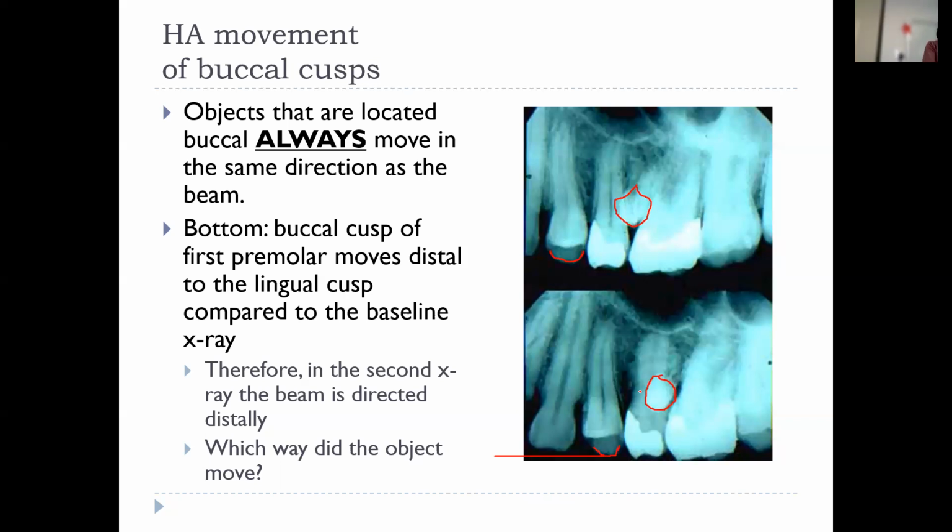You can do that at home. If you set up two things in front of a white wall, and then take your flashlight and move your beam, the thing that's buccal should move in the direction of your beam. It should work at home too. You could easily do a little experiment. So that's a great recommendation. Okay. Yes, Jenny.